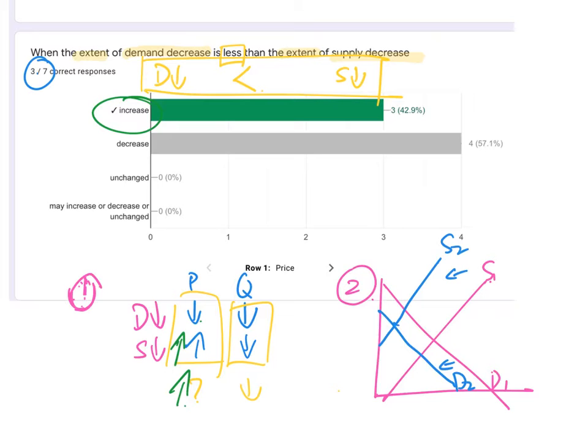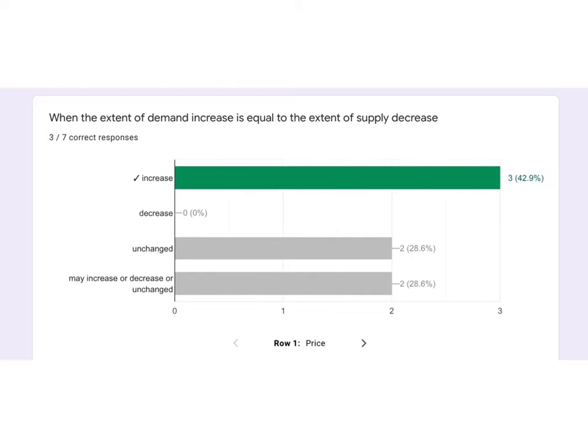Okay, so we find the equilibrium P1, Q1. Find the new equilibrium P2, Q2. Then price up, quantity down. So we have the same answer as the previous method.